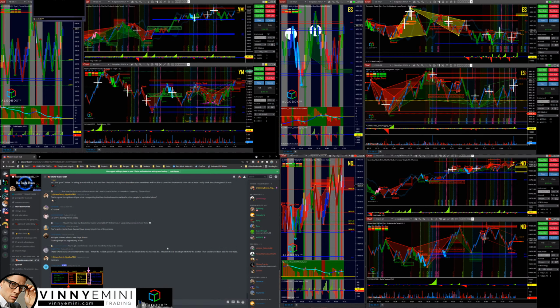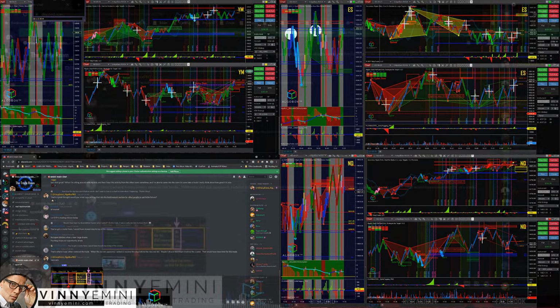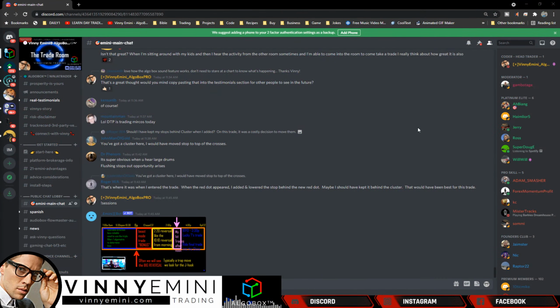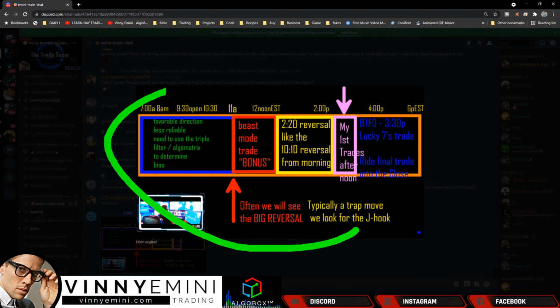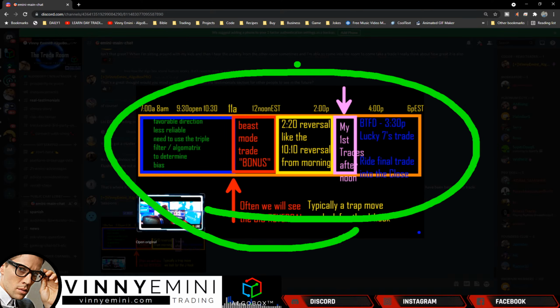So if you know what sessions we're looking at, this is one of our commands in our room. Let's zoom in here to screen 5. Okay, so this is inside of our trade room. I typed !sessions, and you're going to see this little setup right here. So here's where we're trading right here. Okay, so time of day now, we're in the beast mode hour, which again is a really great time to be looking for what we call the J-hook setup. If we get a trap and a move off of a J-hook, these can oftentimes continue through the rest of the day.